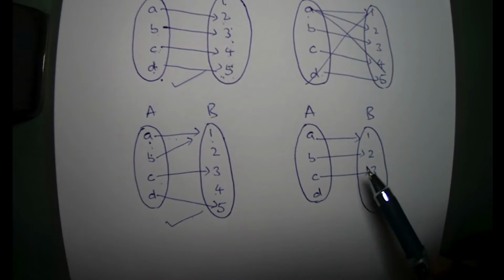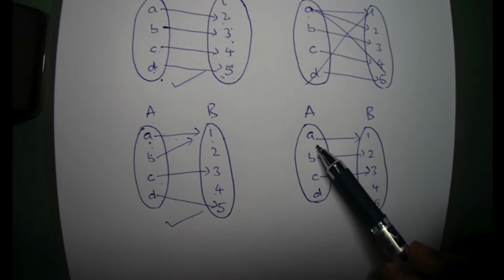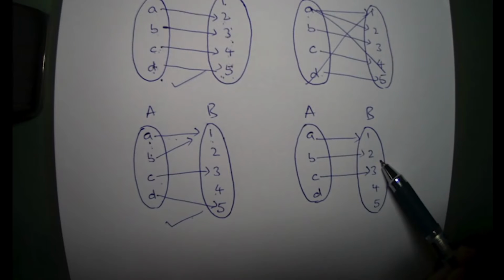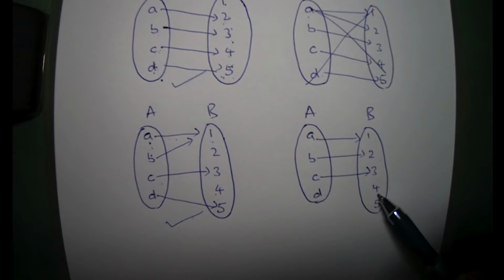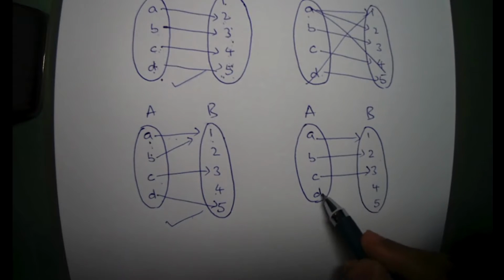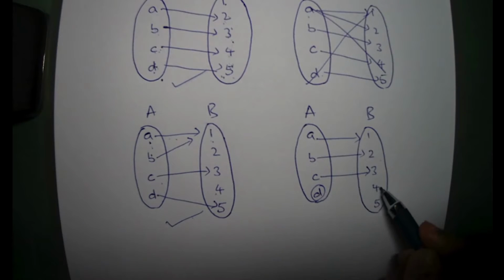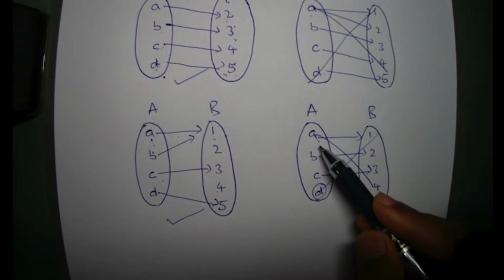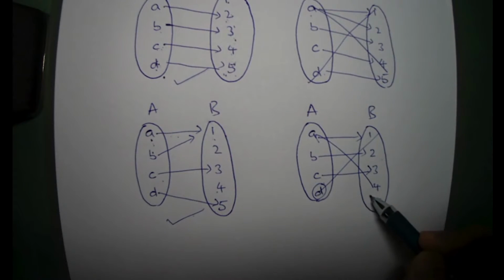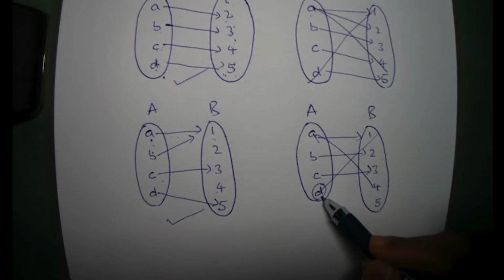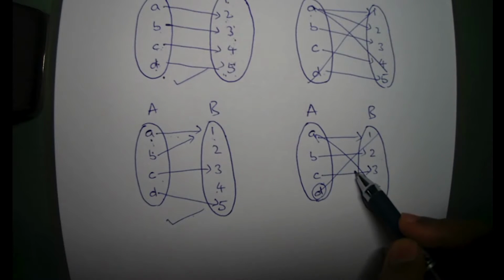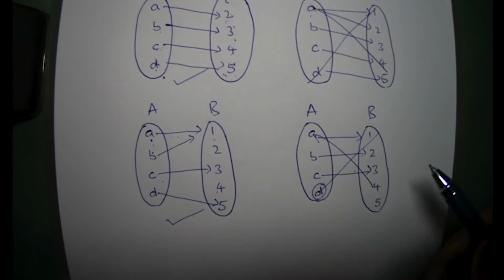Coming to the last image here, we see that A, B, C all have one image in set B, but D is not linked to any term in set B. Since D has been left out and is not linked to any term in set B, this is not a function, because every term in set A should be linked to one term in set B. D is left out here, so this cannot be called a function.